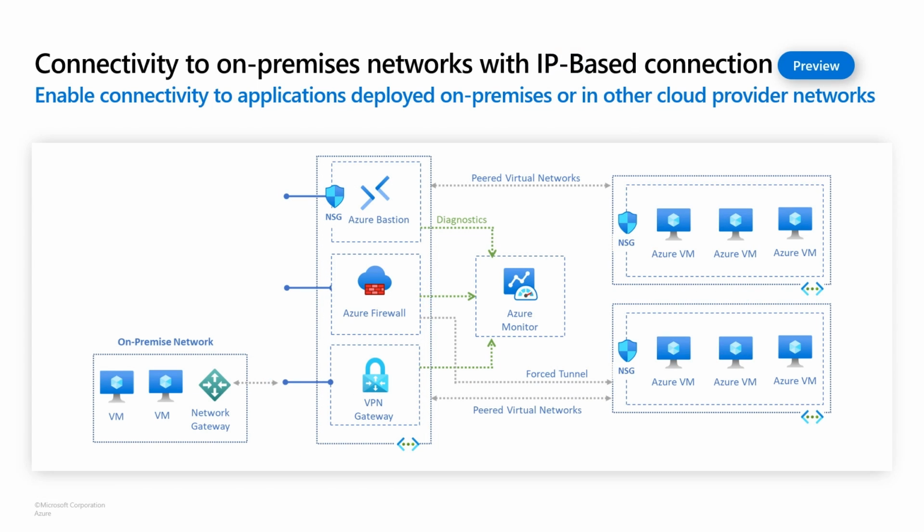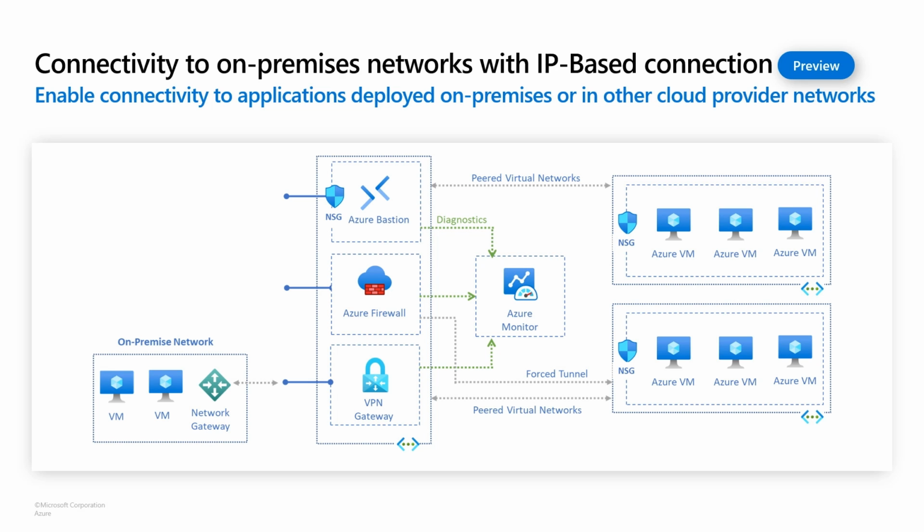Next, we're going to take a look at IP-based connection. And like I said at the beginning, this is one of my favorite features. Currently today, Azure Bastion is able to facilitate global connectivity within Azure networks. What IP-based connection allows is it extends Azure Bastion's connectivity to on-premises or even to other cloud provider networks.